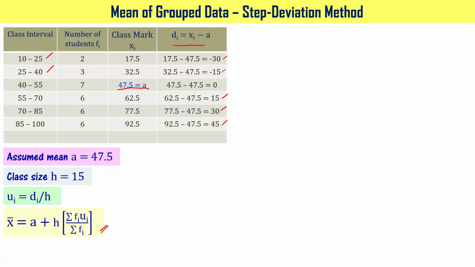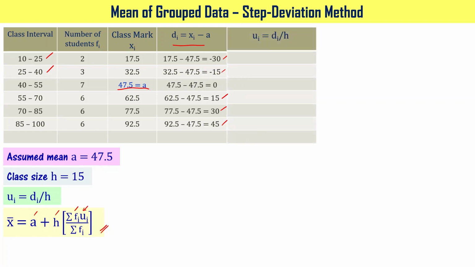For the time being, let's make use of this formula and obtain the mean of the group data. But to do that, we first have to know the value of ui, right? Because we know the value of A, the value of h, and the value of fi in the formula. What is missing is ui, right? Let's calculate those values. Ui is defined as di by h, right?